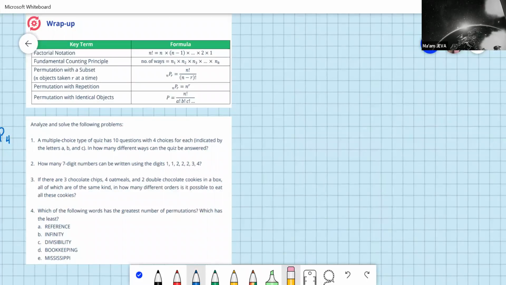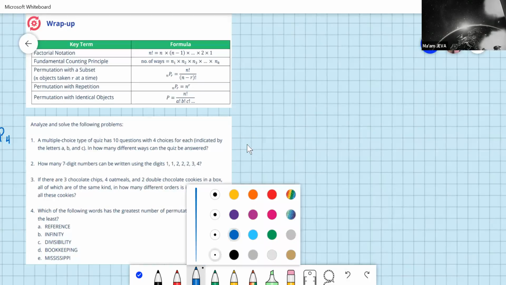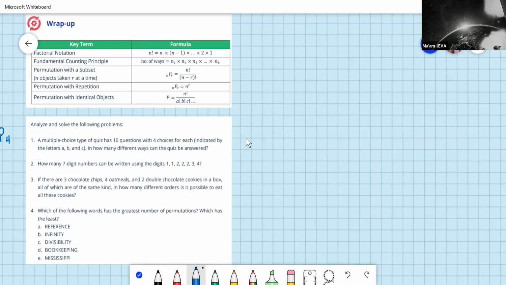Number 1. Okay, let's examine. There are 10 questions with multiple choice, indicated by the letters A, B, C, and D, since multiple choice has four choices. So, in how many ways can the quiz be answered? In item number 1, the possible answer could be A, B, C, or D.